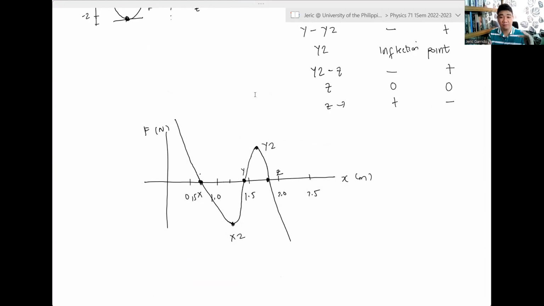So, ganun mag-plot ng force as a function of position. You take note of, first, the equilibrium points where the force is 0. Second, the slope of the force before and after the equilibrium points. And third, the location of the inflection points at which the direction of the force changes. Okay, malinaw ba to? Questions? May tanong? Okay.